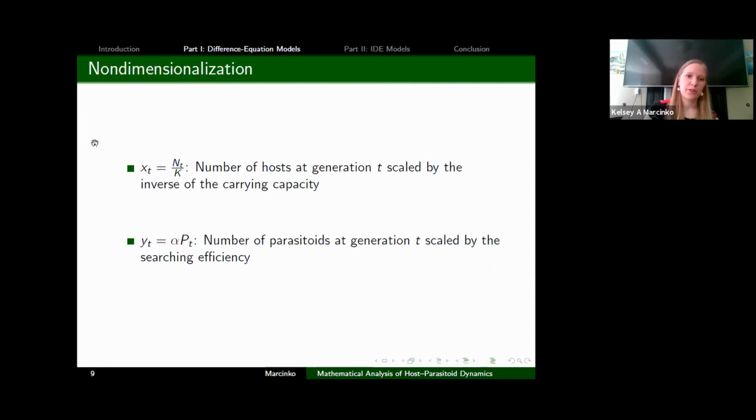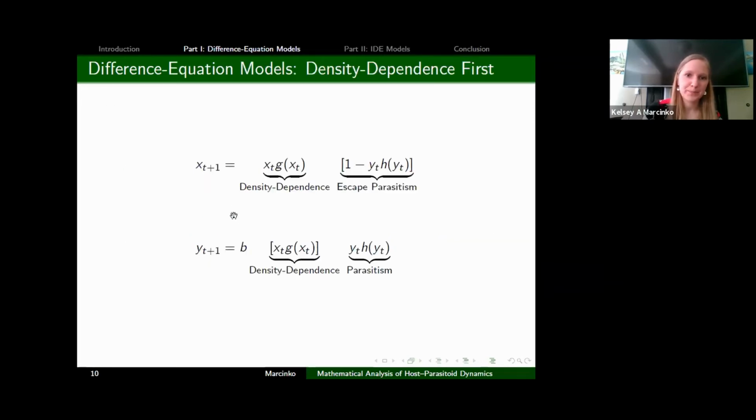Mathematically, the natural next step, once we've established our model, is to non-dimensionalize, simplify, and remove some of the parameters. So X will scale the hosts by their carrying capacity. When X equals 1, that means that the host species is at its carrying capacity. We'll scale the parasitoid population by the searching efficiency. That one doesn't have quite as natural an interpretation as X equals 1 being the carrying capacity, but we'll see X and Y after we non-dimensionalize.